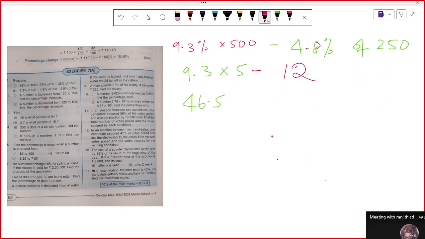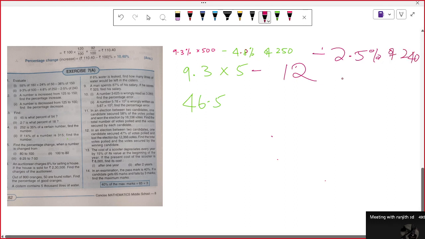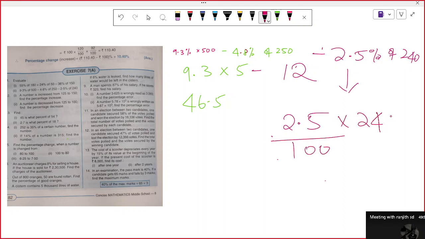What's the next part? 2.5% of 240. Is Mariam online? Okay, answer the next one, Mariam. 2.5% of 240. How do you solve this? 2.5 divided by 100 into 240. It's 2.5, not 25.